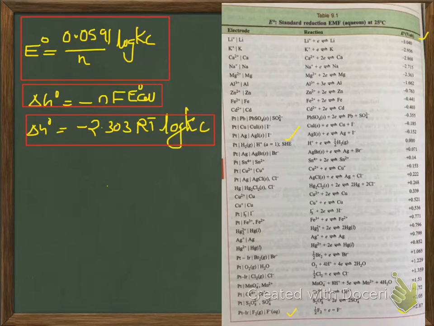Then automatically it should have tendency to lose electron, because we have already declared that when reduction potential is negative, oxidation potential should be positive, and vice versa also holds true. So for lithium, it has no tendency to accept electron, so its reduction potential is negative. But at the same time, lithium should have the tendency to donate electron. You can see this equation here. Li plus plus 1 electron gives Li.